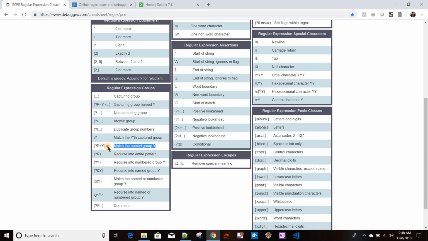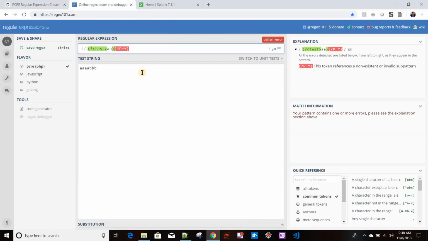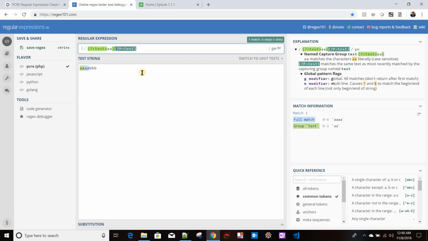Match the named group, right? This is how. So if I just give test, the group name I have given, now if you see what is happening: first of all, it is matching AA with this one. Second, I have called test. What is this test matching? It's AA. That's why it is matching the AA again.